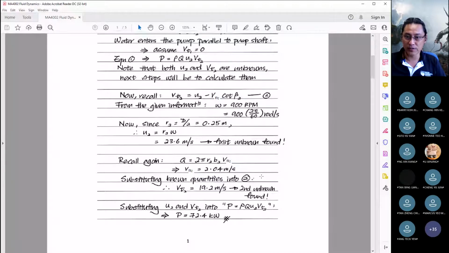So now that we know Vn2, surely we have all the necessary information to plug into equation 2 and find VT2. And VT2 will be about 19.2 meters per second once you work things out. So that's the second unknown for this expression. We've got U2, we've got VT2, we know what Q is, and we can surely assume the density for water. So put all this onto the right hand side, and you can work out the shaft power that's required. It will work out to be about 72.4 kilowatts.